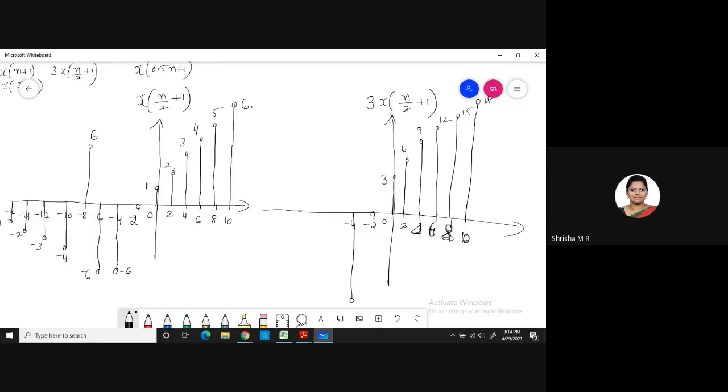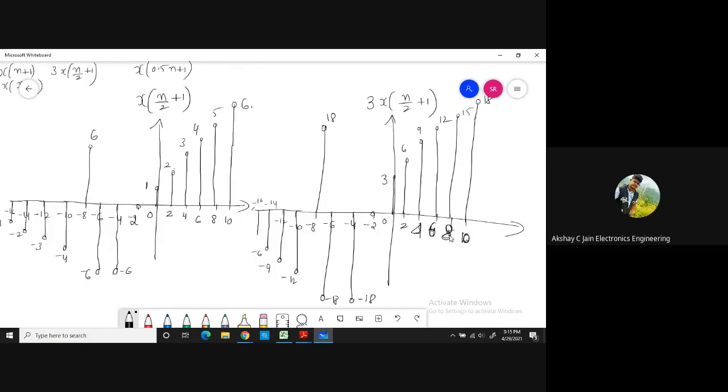So at minus 4, what is the amplitude? Minus 18. At minus 6, minus 18. At minus 8, it is plus 18. At minus 10, minus 12. At minus 12, minus 9. At minus 14, minus 6. And at minus 16, minus 3. Got it, everyone?